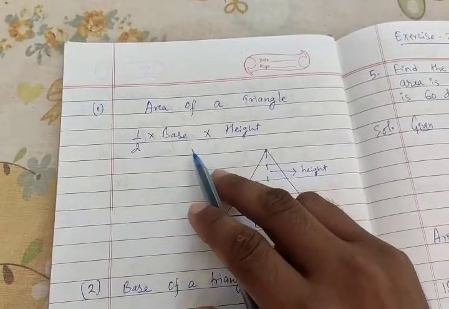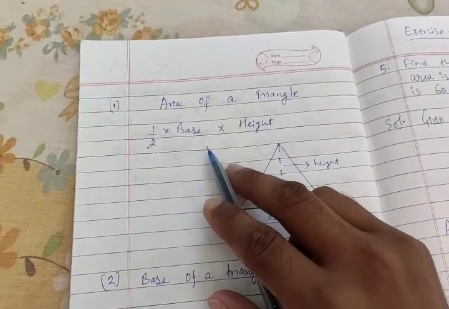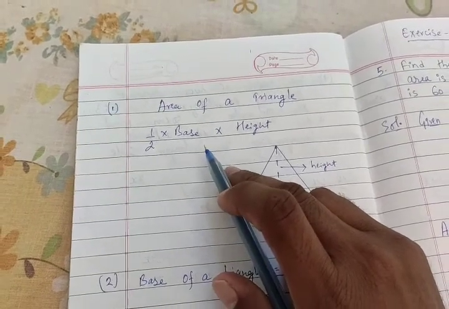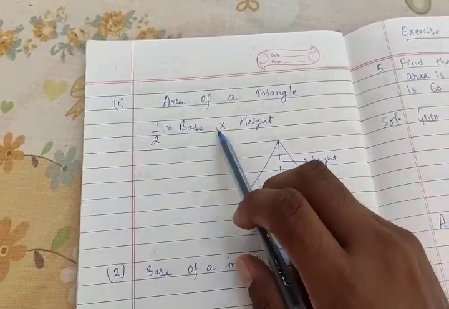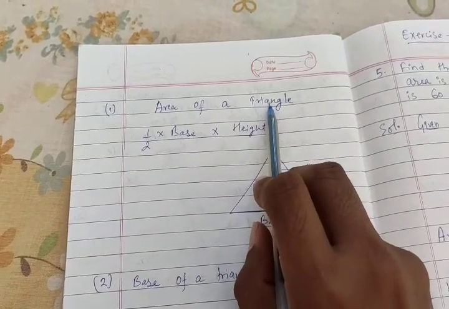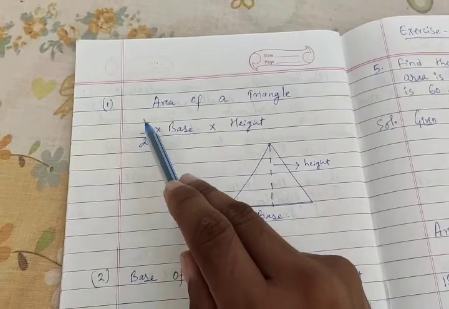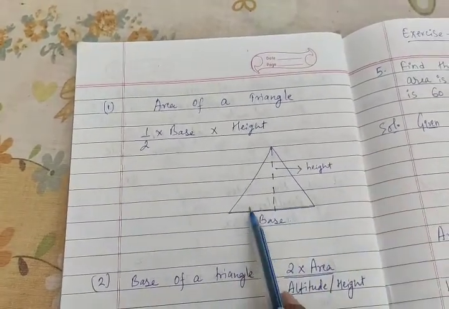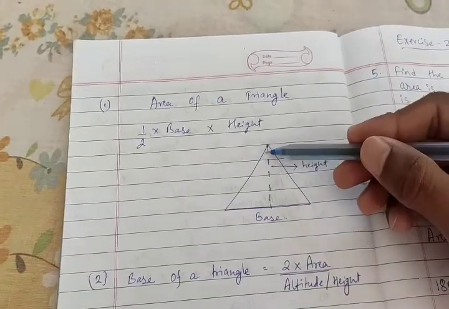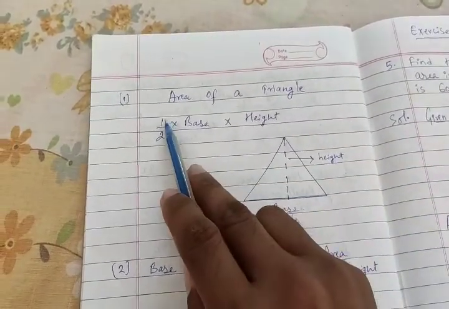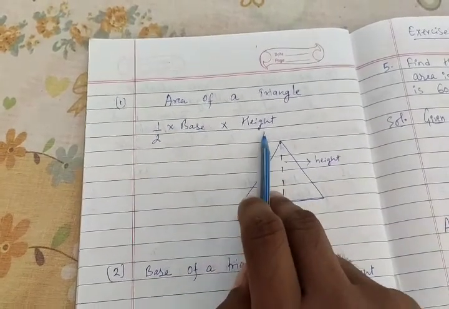Hello dear students, today we'll start exercise 22D, which is based on triangles. Before starting this exercise, let us see some of the formulas. Area of a triangle: half, that is 1 by 2 into base into height. This is your base and this will be your height. Clear? So the formula becomes half base into height.